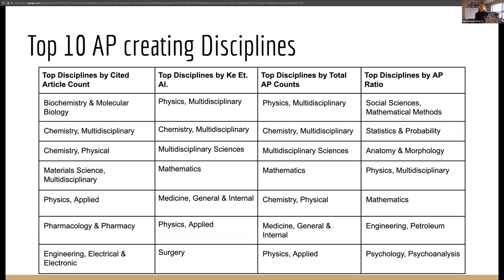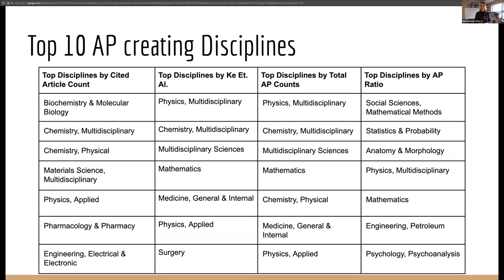And then the one on the far right, those are Awoken paper ratios. This is where we start to see some real differences, because there are only 2 in the top 7 of the Awoken paper ratios that are in the top lists of the counts. That is mathematics and physics multidisciplinary. Physics multidisciplinary is actually higher in both the ratio as well as being the top count getter, period.